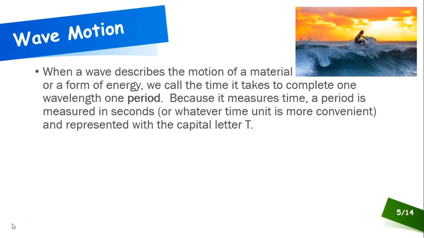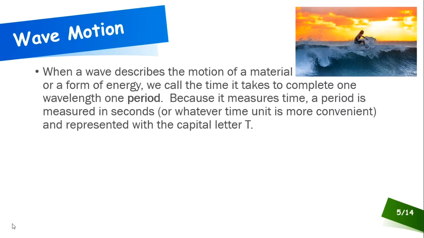Now that we've got these basic characteristics of waves, let's see what we can do about describing the motion of the wave. Waves have motion, they're moving, whether they're made of mass or energy. Most waves are a motion, so let's characterize that motion. The time it takes for the wave to travel a distance of one wavelength is what we call a period. Because this is measuring time, we're usually going to use seconds as our unit. And we represent the period mathematically with a capital letter T.